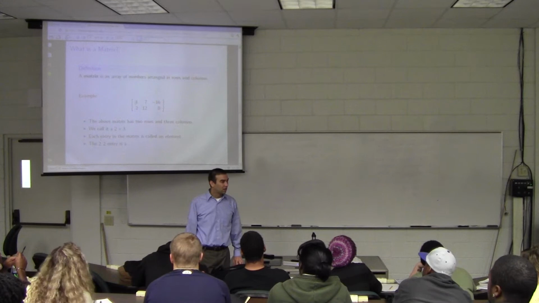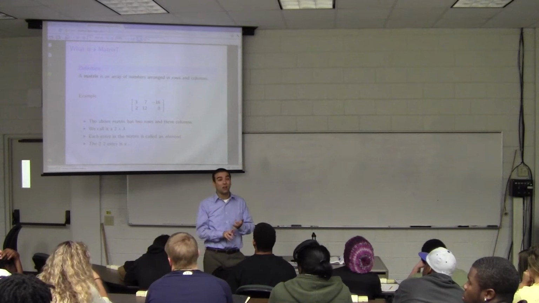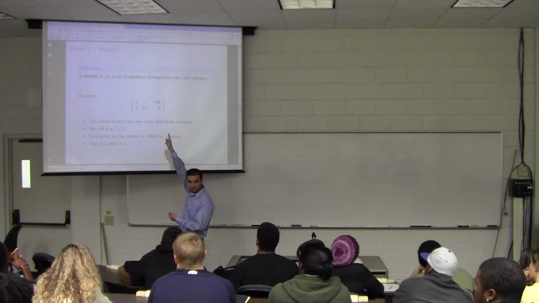So the 2-2, the first one is the row number, and the second one is the column number. And we go from top to bottom, left to right. So if I say the 2-2 element, I'm referencing the value in the second row, and then the second column. So it's what? 12. What if I ask for the 1-3 element?